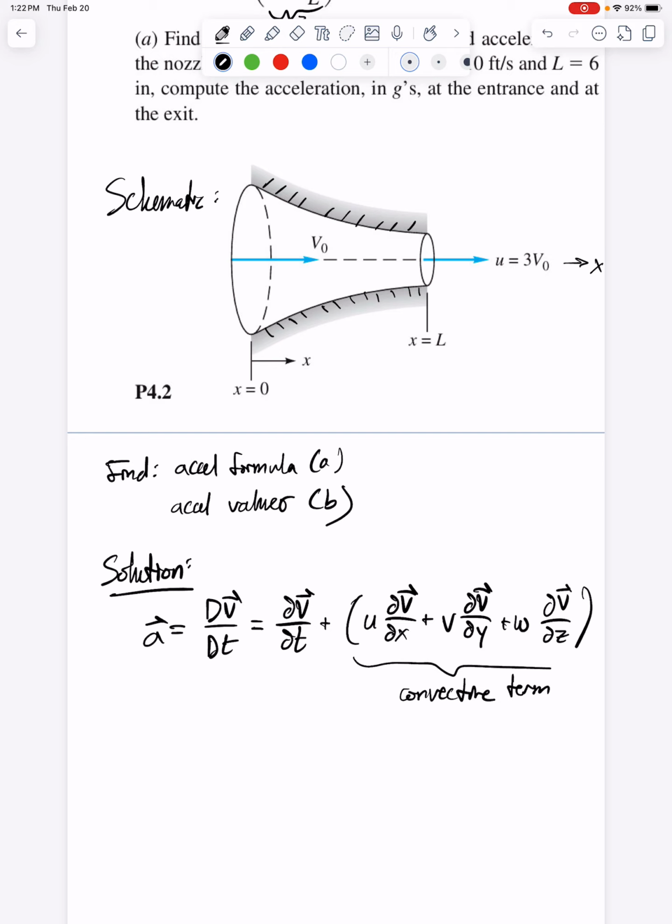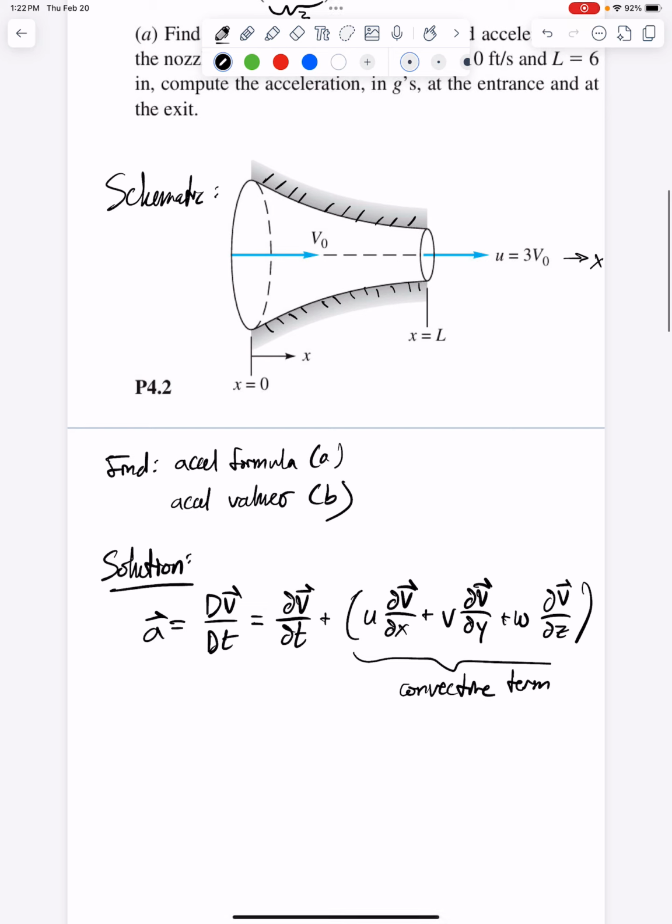That's that convective term. That's what it's referring to. It's kind of like a spatial acceleration: acceleration due to you changing location in space, rather than a change in velocity over time. Just something to think about as you go through these problems.